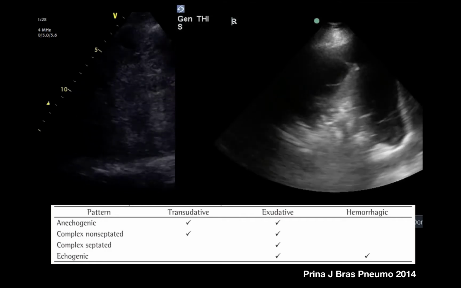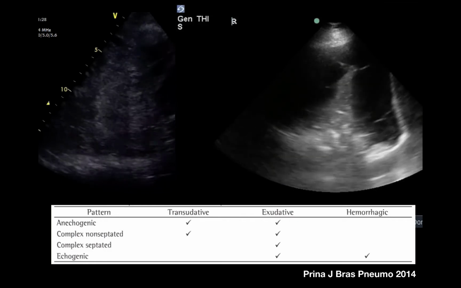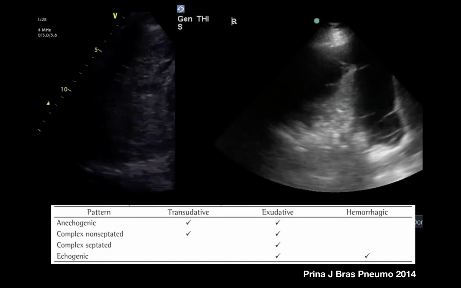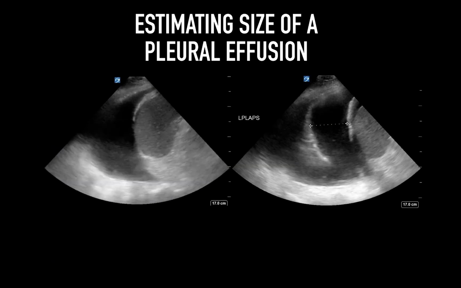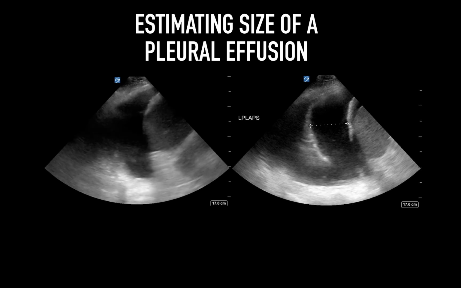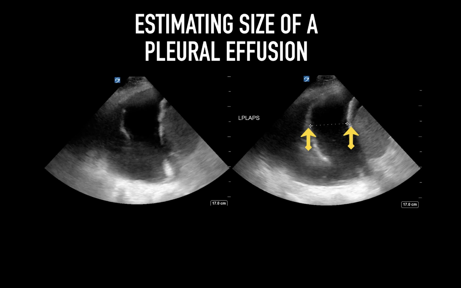If we saw an image like this in a patient with a fever, you'd probably really want a sample of that to make sure you have ruled out an infected collection. This may require a CT looking for pleural enhancement. You can also estimate the size of a pleural effusion. First of all, recognize the position of your patient. If they're sitting semi-recumbent or upright, you can measure from the base of the lung to the diaphragm.